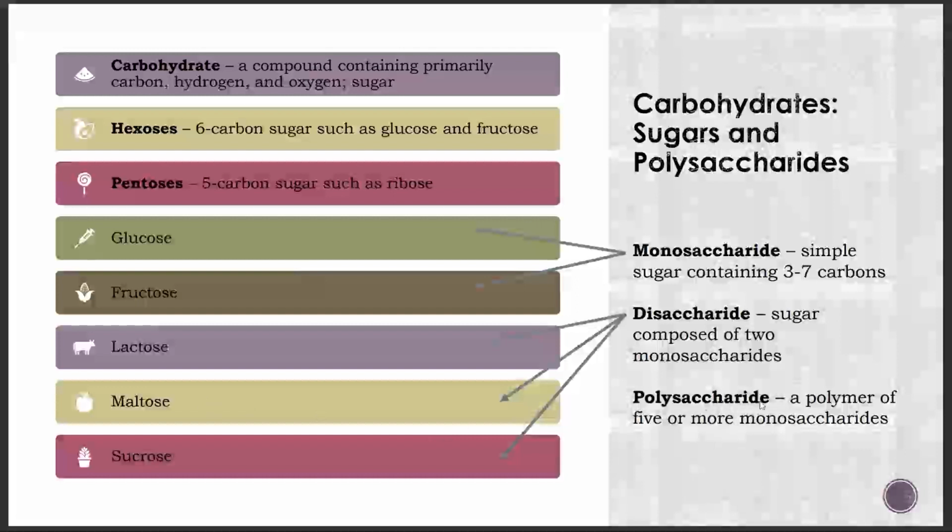There's more, but these are the most common disaccharides that you might see. And polysaccharides are polymers where you string together 5 or more monosaccharides. So if you have a glucose, glucose, glucose, glucose, glucose, glucose, glucose, that would be a polysaccharide.